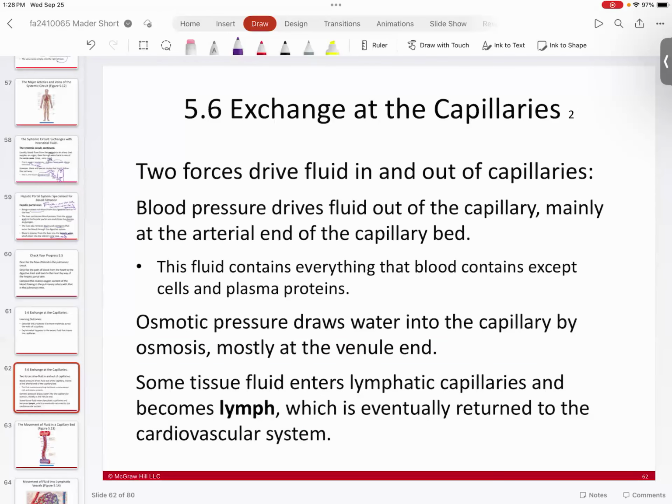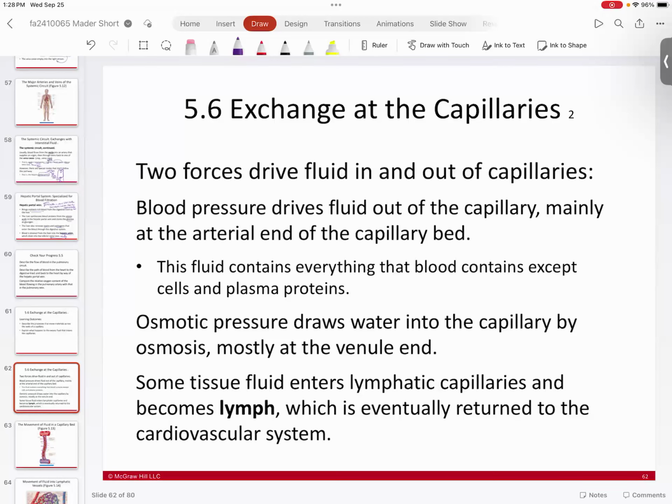So let's take a look at some of the more nitty-gritty pieces of exchange at the capillaries. Remember, even though we talked about them a little bit, we haven't really talked about what's exactly going on at the capillaries. The capillaries are the most important place, because this is where all that physiological magic is occurring. This is where you're doing your major exchange. This is where you're feeding your cells, and you're also picking up their trash. The most important moment in your cardiovascular system.